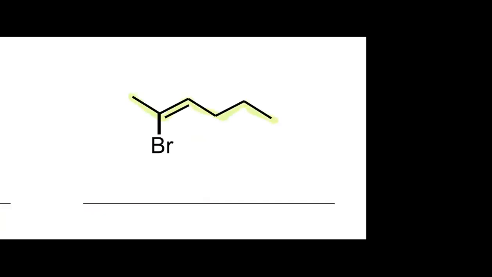This is my longest carbon chain. This is carbon 1, right? Carbon 1, carbon 2, carbon 3, 4, 5, 6. This is 2-hexene. And then this is 2-bromo.